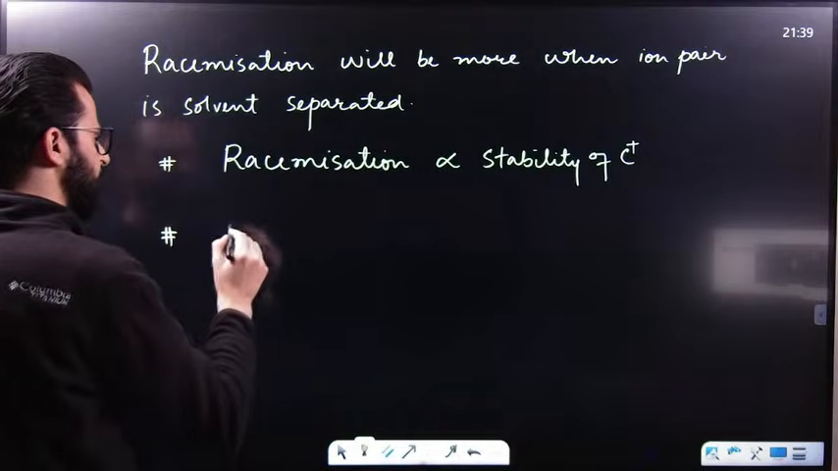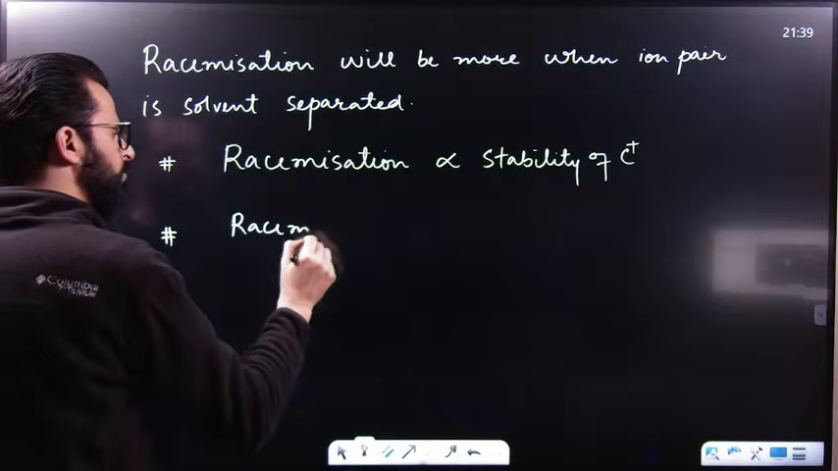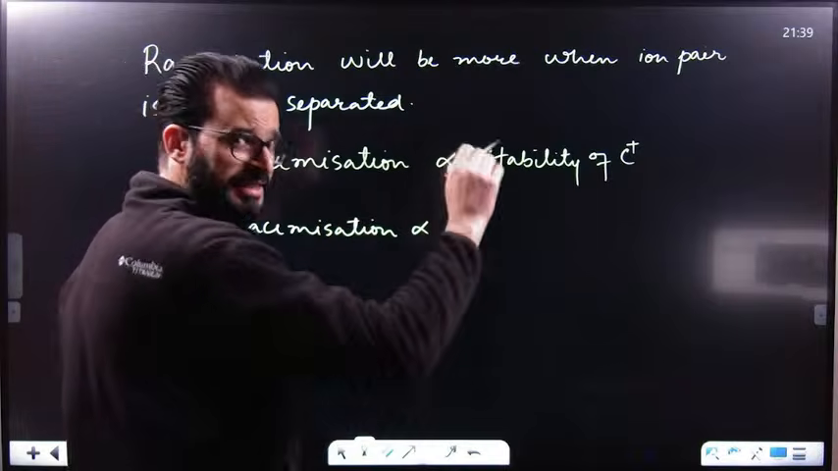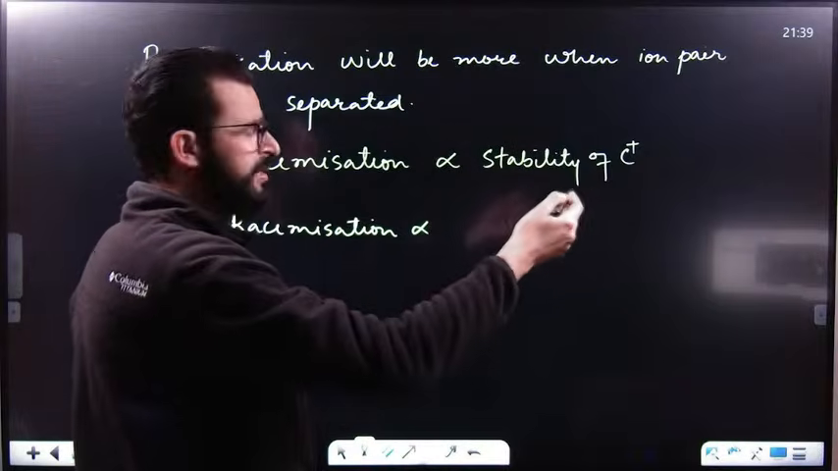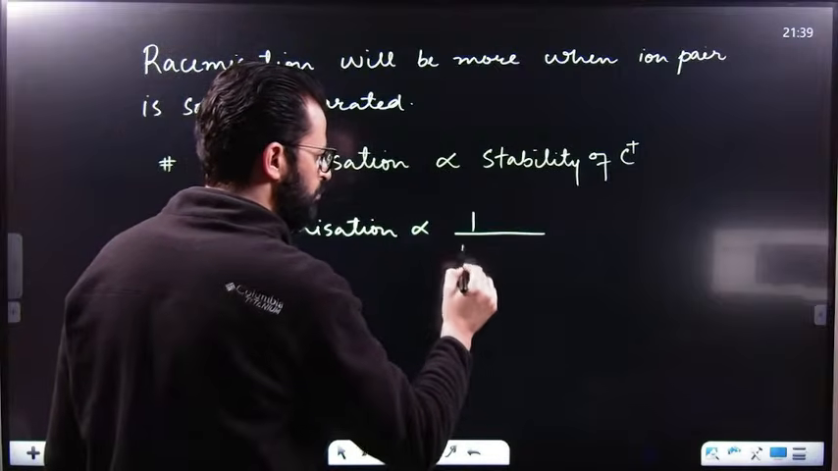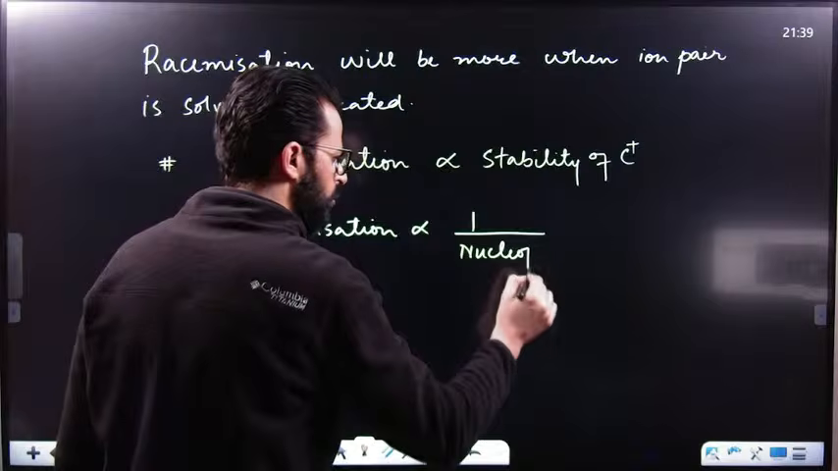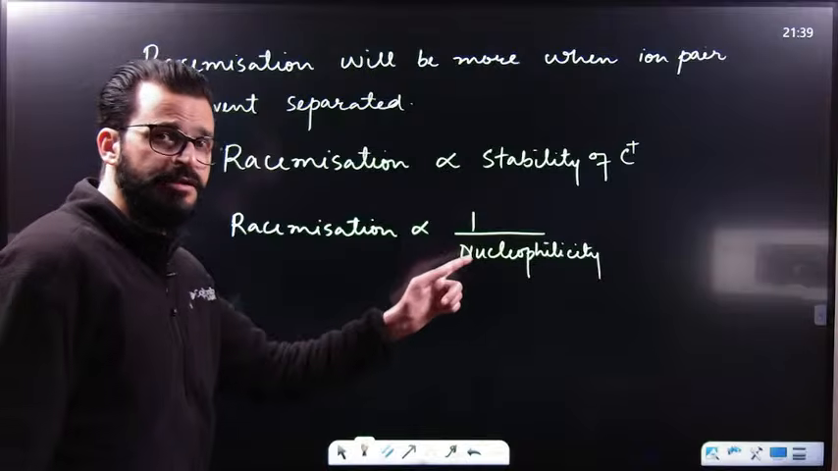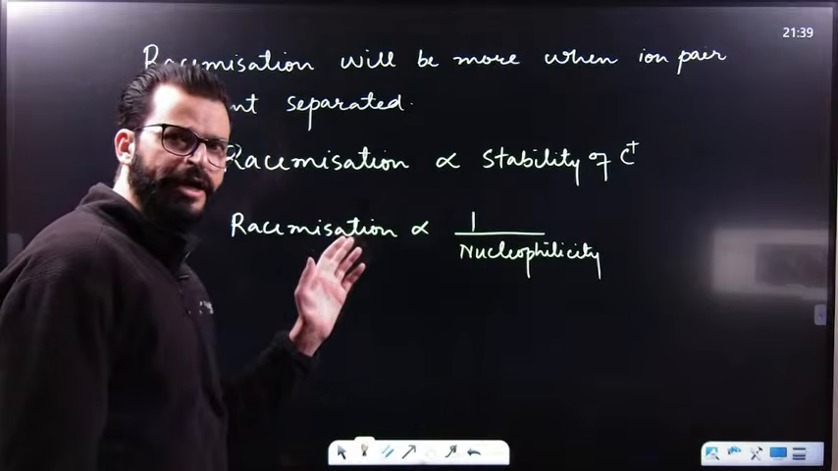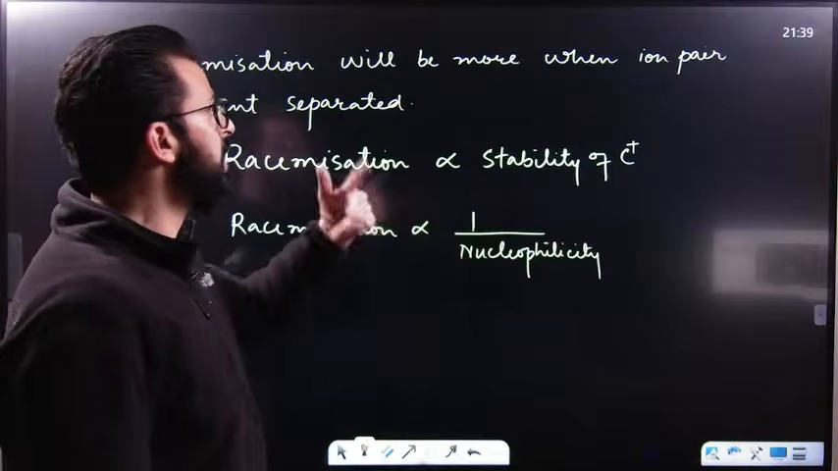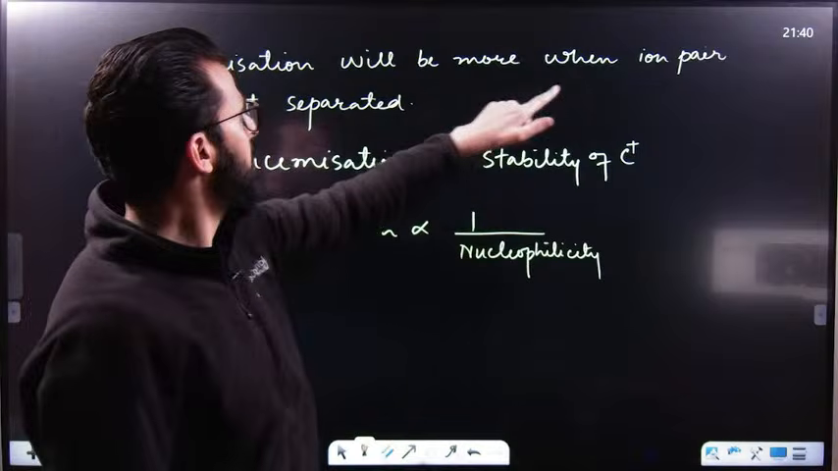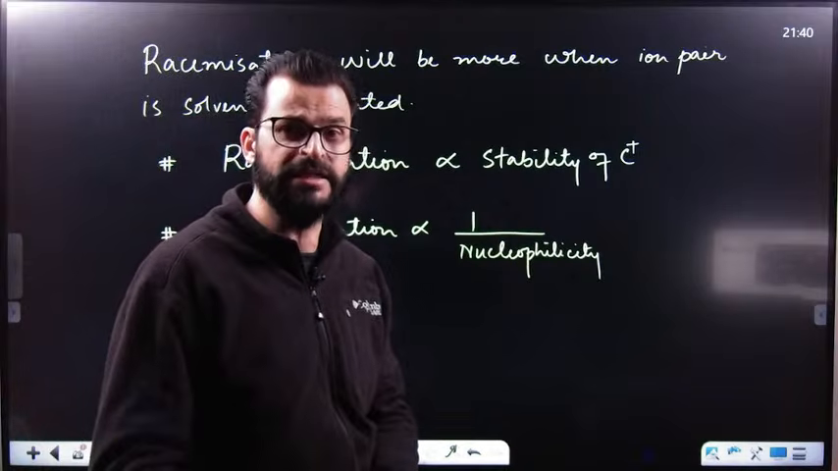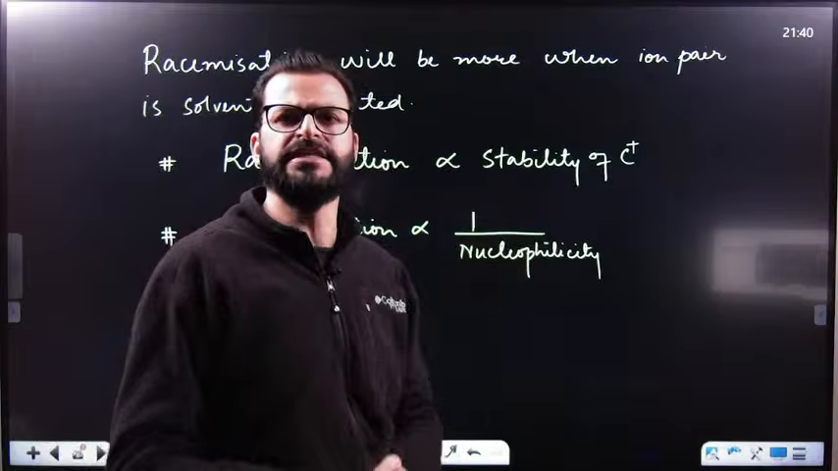Second point is, racemization will be more if the attack of the nucleophile takes place after some time, that means if the nucleophile is not very strong. So it is inversely proportional to nucleophilicity. If the nucleophile is weaker, its attack on the carbocation will take some time. Till that time there will be an ion pair which is solvent separated, and racemization will be more, because the attack will be from the back side and front side equally.